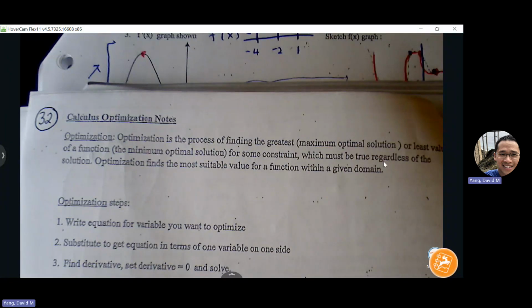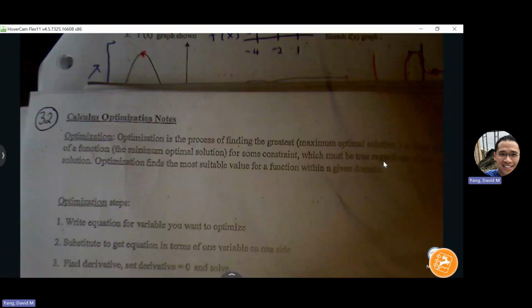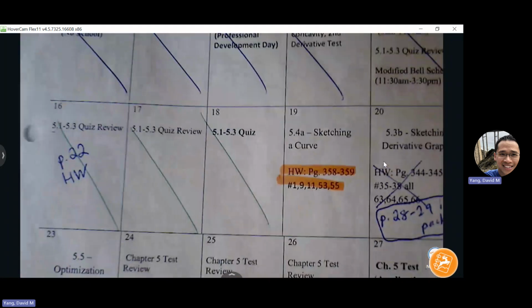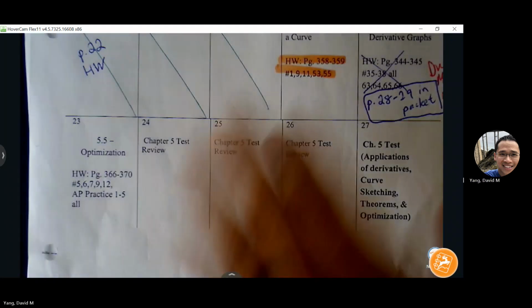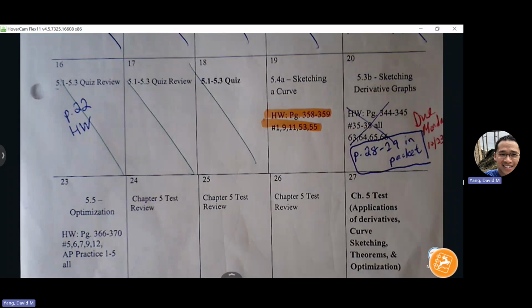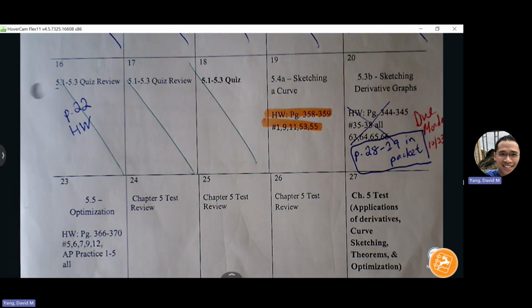All right. We're going to start optimization notes. So just want to give you a heads up that the test is going to be on Friday.